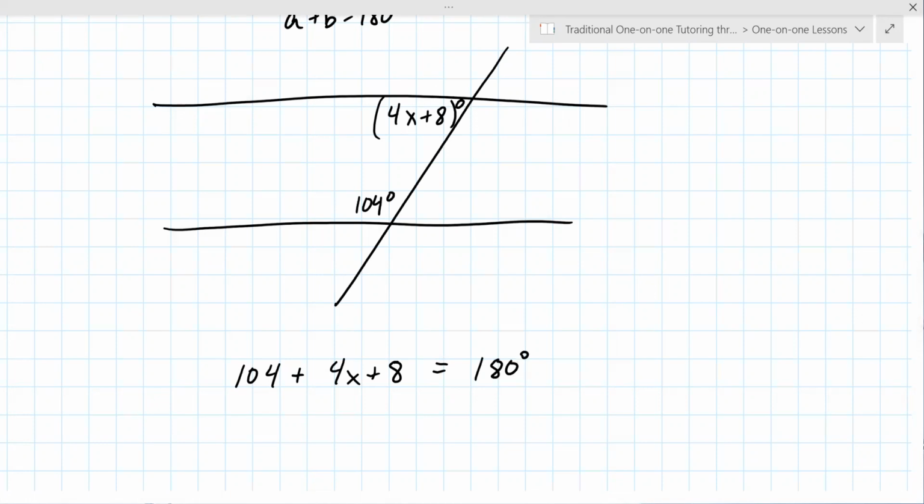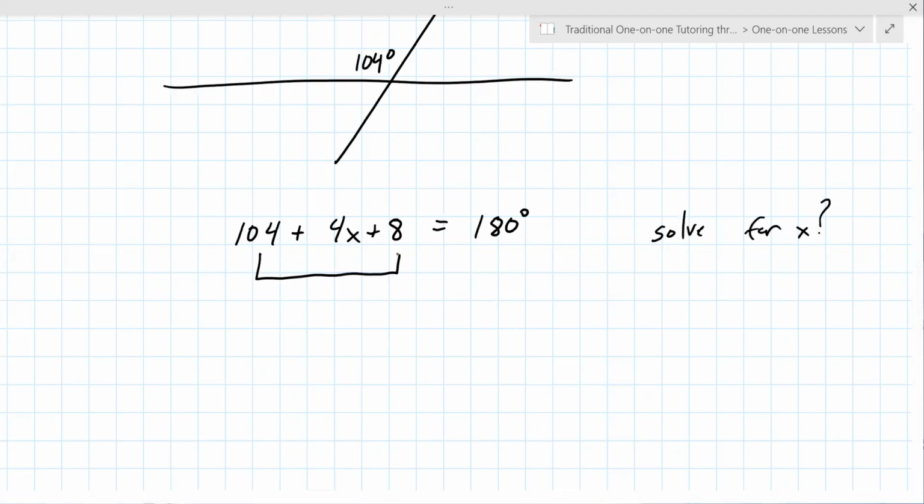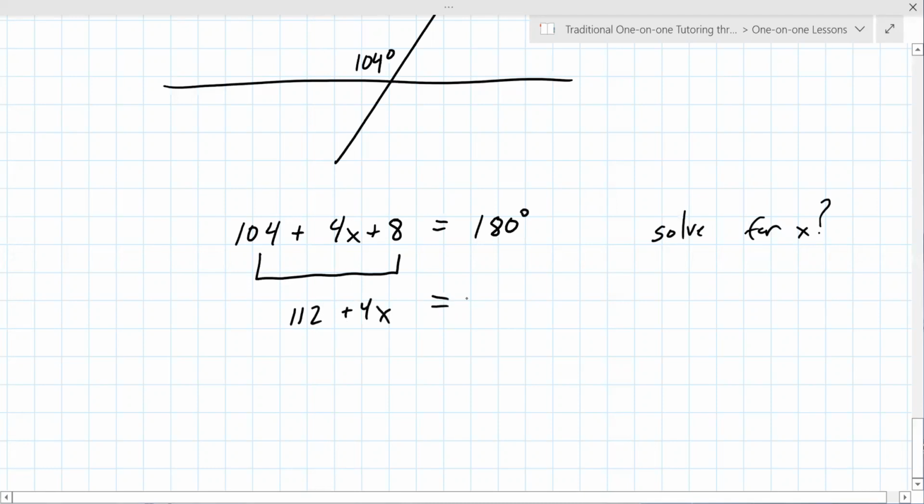All right. So how do you solve this for x? Well, you need to subtract both sides. Why not combine the 104 and the 8 first? 104 plus 8, that is going to be 112. Yeah, 112 plus 4x equals 180.